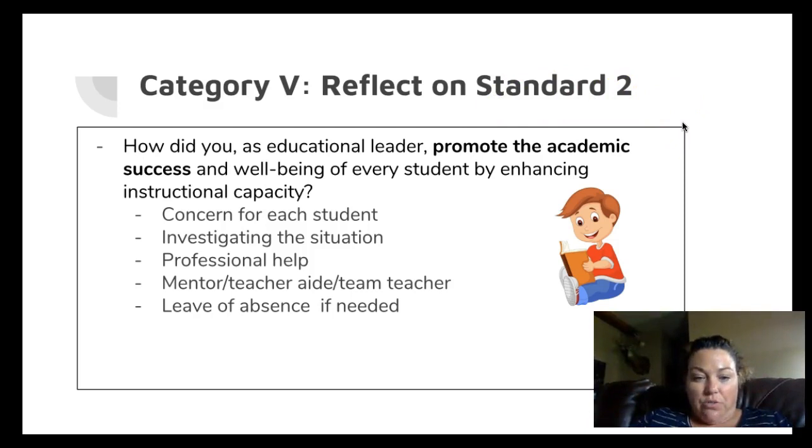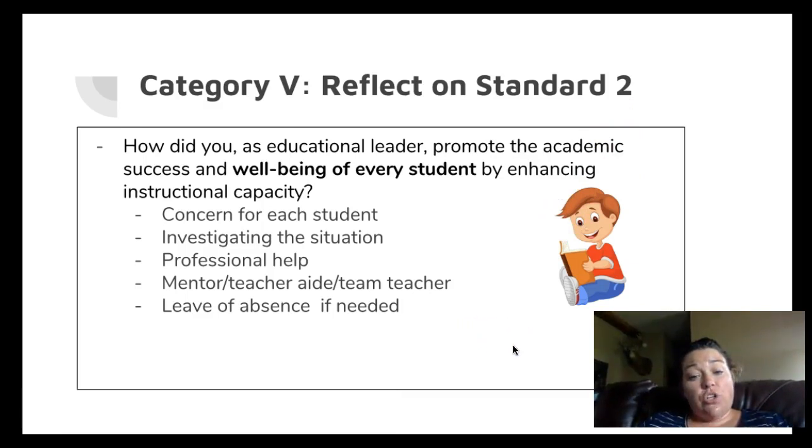So as I reflect on Standard 2, how do I, as the educational leader, promote the academic success of the student? Well, the concern for every student, ensuring that they have the most effective teacher in the classroom by investigating the situation via adults, students, parents. I feel like that's promoting their success, really taking into account what those students need and what's best for them. And by getting the teacher professional help if needed, assigning a mentor, teacher aide, team teacher, and leave of absence, the teacher's well-being and state of mind directly impact the academic success of the students. So by attacking the problem as a whole from the teacher's side, that really is going to ensure we have the most effective teacher in the classroom.